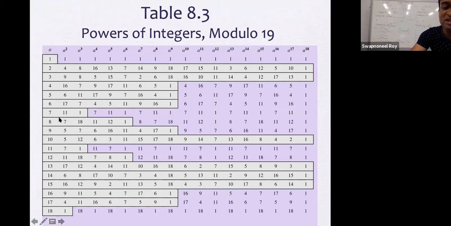For example, let's look at 7. For 7 we have 7, 11, 1, then 7, 11, 1, then 7, 11, 1 repeating. For 8 we have 8, 7, 18, 11, 12, 1, and again 8, 7, 18, so that's the repetition. For 9 we also have a repetition. Some repeat more frequently, some less frequently, but they repeat. For all the rest that are not primitive roots, you have repetitions. That is the concept. You don't really need to know the whole theory behind it, but that is a primitive root.